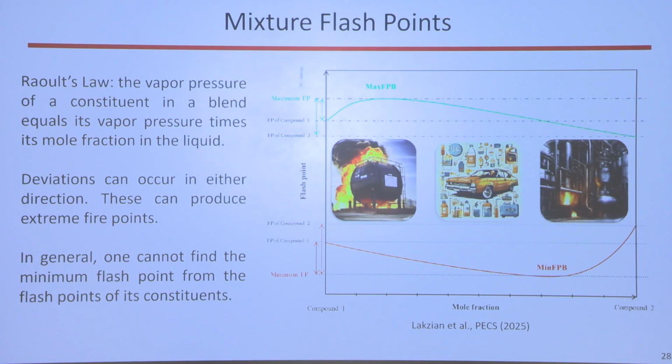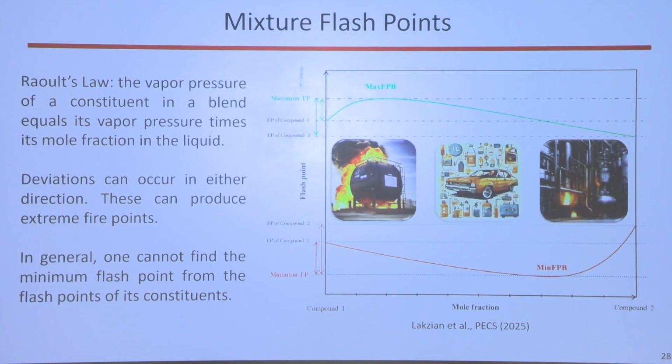Now, normally when you look at mixtures, if you're mixing two different fuels, suppose you're mixing gasoline and diesel, then you can make a plot with the x-axis being the mole fraction. All the way on the left you have compound 1, maybe your gasoline. All the way on the right you have compound 2. And you'd kind of expect a linear behavior between the fire points. If you're at a 50-50 mixture, you'd expect the fire point to be about halfway between the fire points of the two components. And that generally holds, that's Raoult's law, that the vapor pressure equals the vapor pressure times its mole fraction in the liquid.